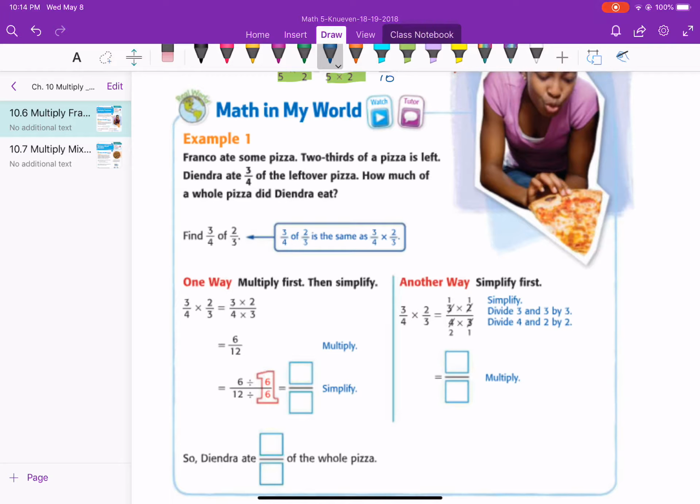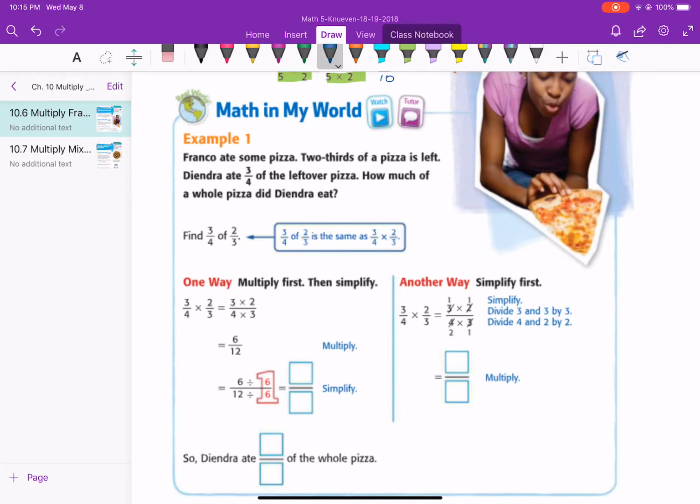So, Franco ate some pizza. 2/3 of a pizza is left. Deandra ate 3/4 of the leftover pizza. How much of the whole pizza did Deandra eat? So, what we're trying to do is find 3/4 of 2/3.